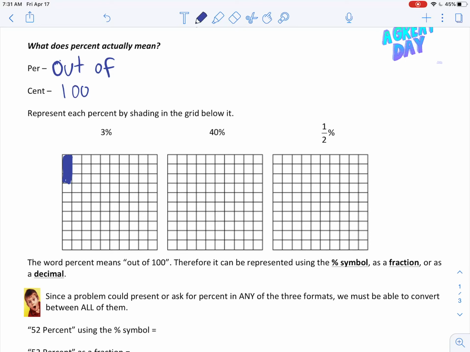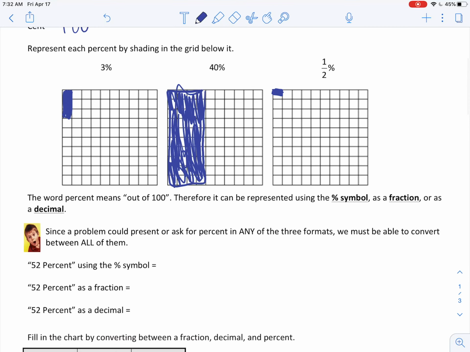Here, 40% or 40 out of 100, okay? So each column has 1, 2, 3, 4, 5, 6, 7, 8, 9, 10. So 10, 20, 30, 40. And then a half of a percent. A half out of 100. So you're going to take one of these boxes and just color in a half of them. Okay? So the word percent means out of 100.